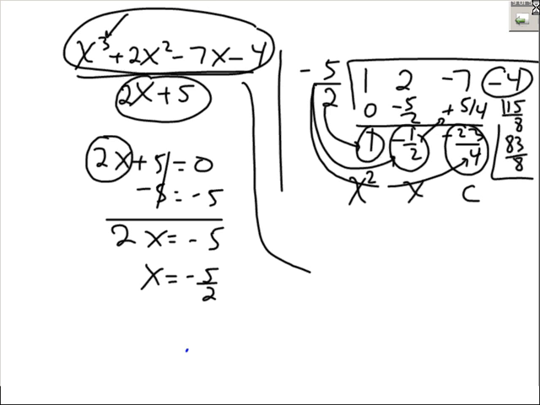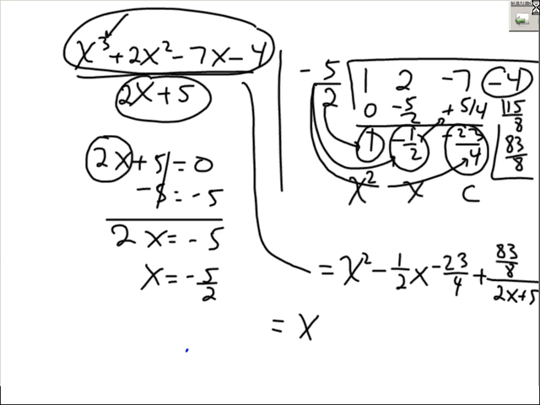So I know that the fraction on top is equal to 1x squared minus a half x minus 23 over 4 plus the remainder, 83 over 8, that's like my A over B, over what I'm dividing by, namely 2x plus 5. All I'm suggesting is that you clean up that last part. You can bring this denominator up with the 8. That is, it's 83 over 8 times 2x plus 5.